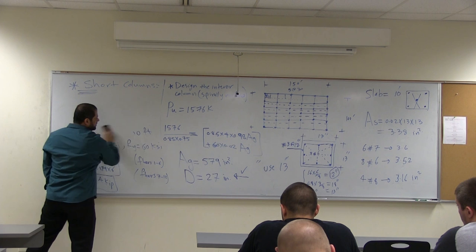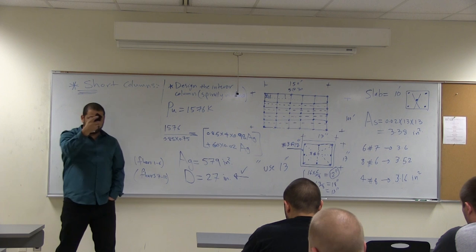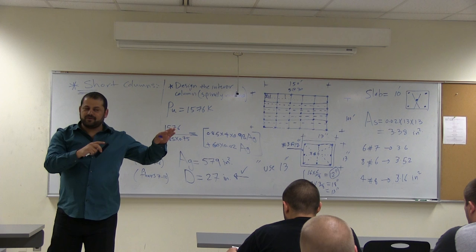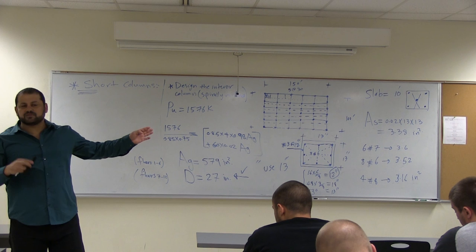By the way, this design is called what? Gravity design. Why? Because we are considering gravity load only. In your calculation, there is a wind load, right? So for these columns, is there a wind? Did I ask for the lateral load? No. You know why? In steel, I asked you for that. But this is reinforced concrete. Usually, the lateral load system is shear walls.